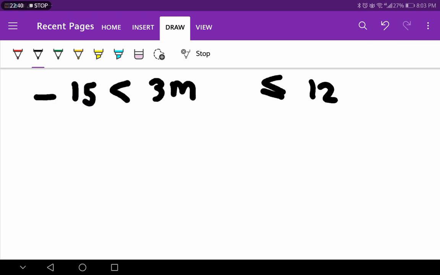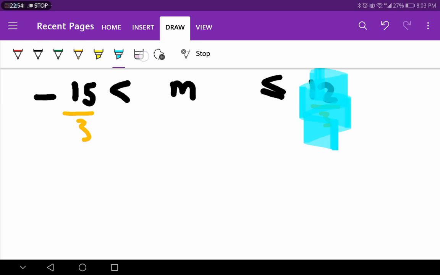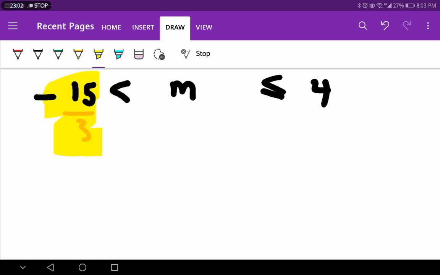Now what do I have to do? Yes, divide by 3, all sides. Divide by 3, divide by 3, divide by 3. So the m will be alone and happy, and this will be 4. Yes, and this will be what? Negative 5.